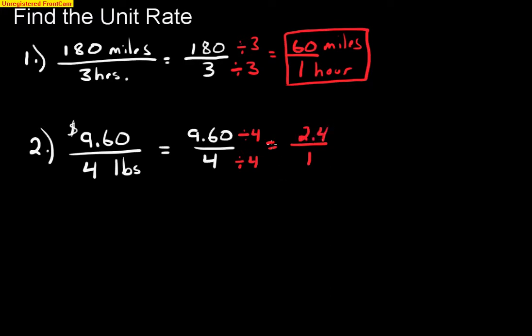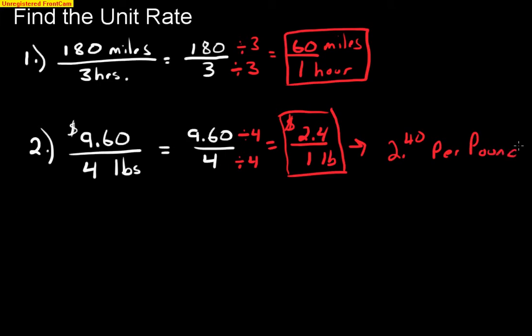Alright, and let's put our units back in there. So the top was dollars, and the bottom was per pound. So it's 2.4 per pound. And so that's really the answer. And I forgot to do it on the first one, but when you write this, you can write it as $2.40 per pound. Get the dollar sign in there.